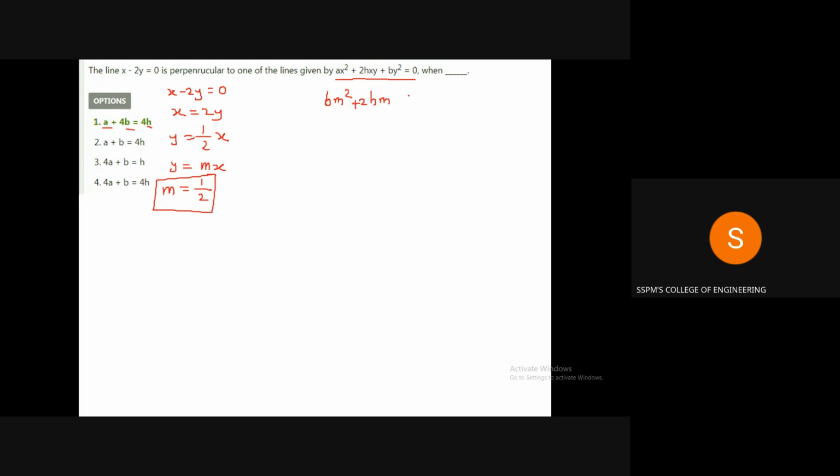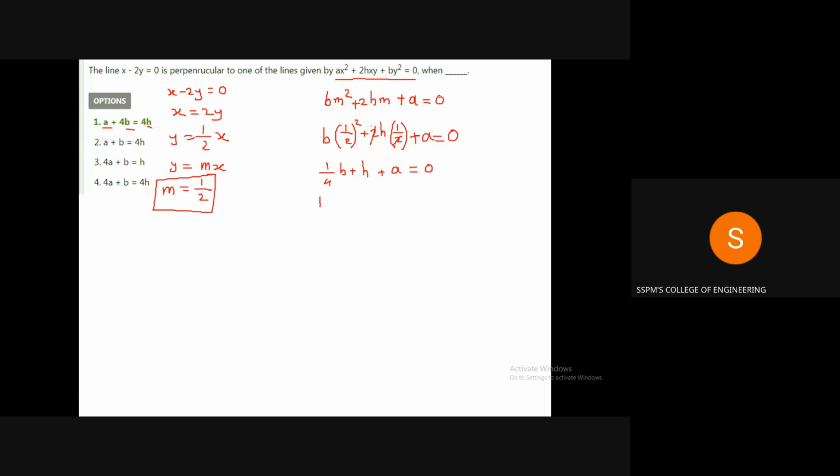Okay, bm square plus 2hm plus a is equal to 0. Now just put the value of m in this equation. The value of m is half, so put this value. What is m square? It means (1 by 2) whole square, plus 2h, the value of m is 1 by 2, plus a is equal to 0. Okay, so (1 by 2) square is 1 by 4 b, plus this 2 and 2 will get cancelled. What will remain? Just h plus a is equal to 0.